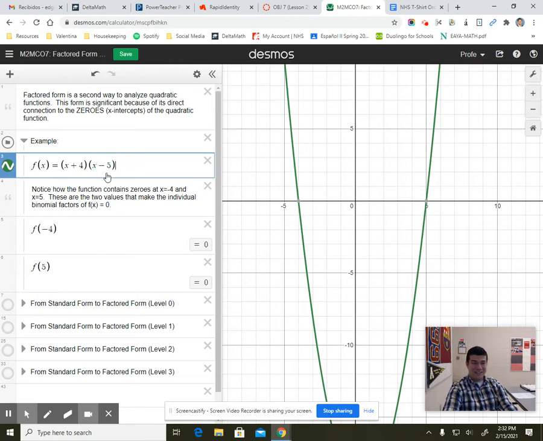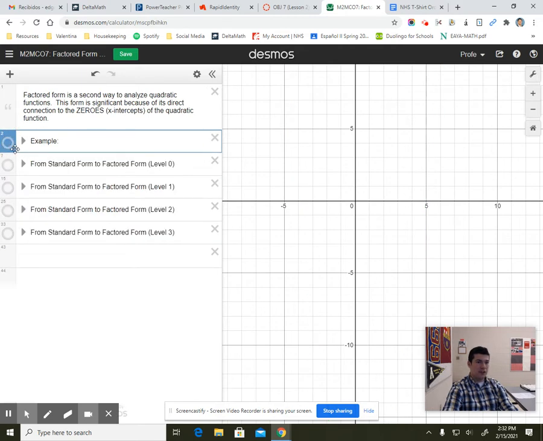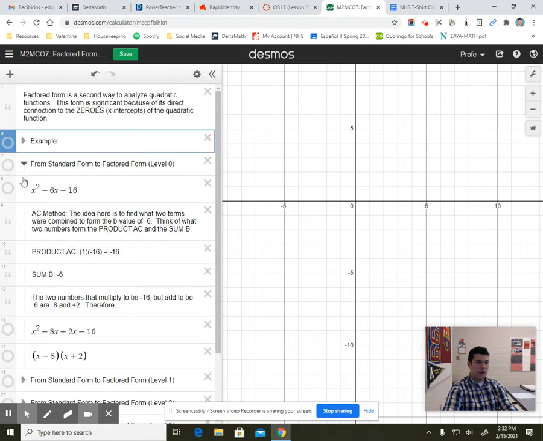So that's the reasoning behind factored form. If you know the factors, you know the zeros. If you know the zeros, you know the factors. All right. But one of our biggest struggles with this is actually coming up with the factored form itself.